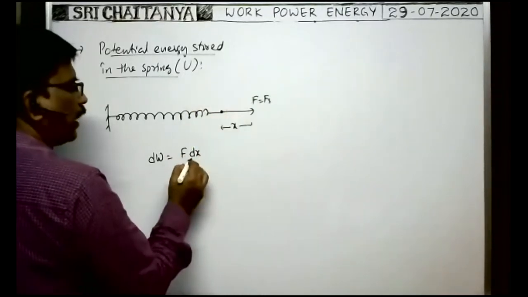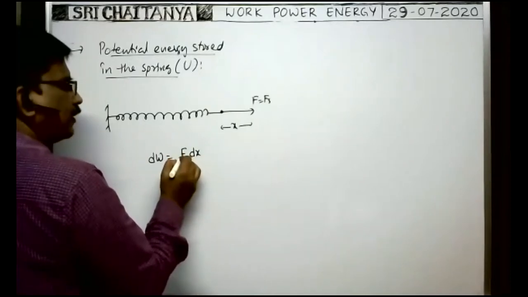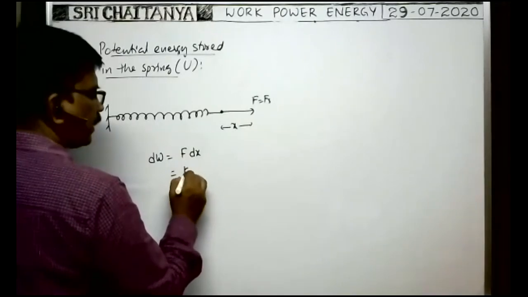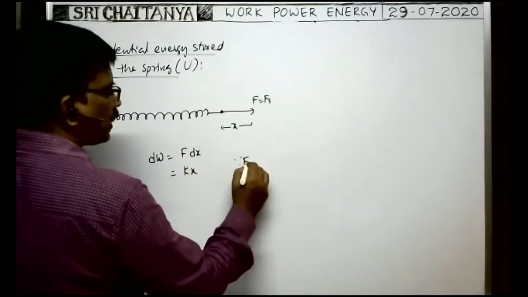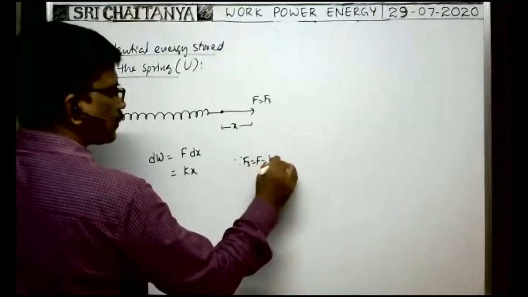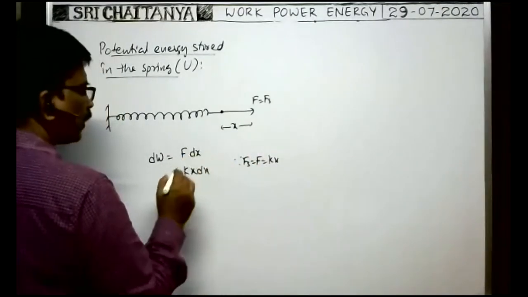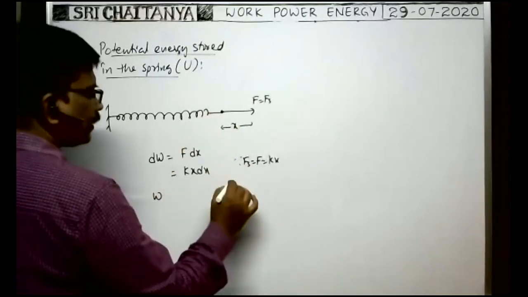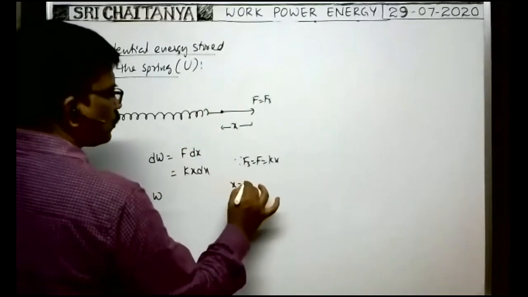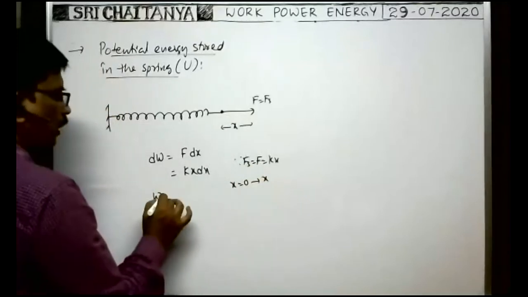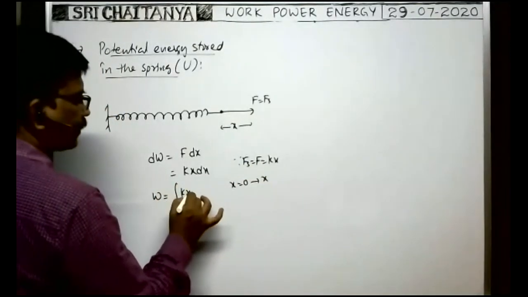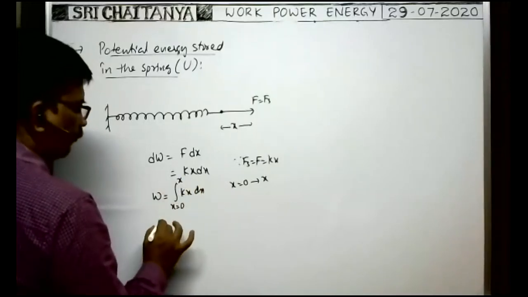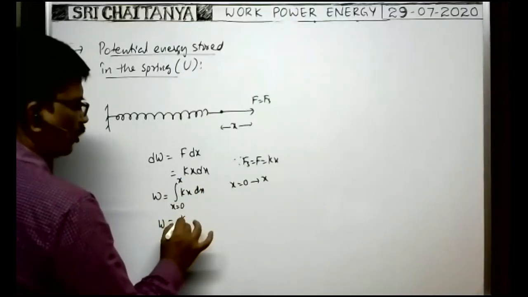For a small extension, there is no appreciable change in the spring force or applied force. So the force to be applied is equal to Fs only, that is, F equals Fs equals kx. So kx into dx. Therefore, total work done by the external force in extending the spring from 0 to x is the integral of kx dx from limits x equal to 0 to x. K is constant, so you keep it outside.